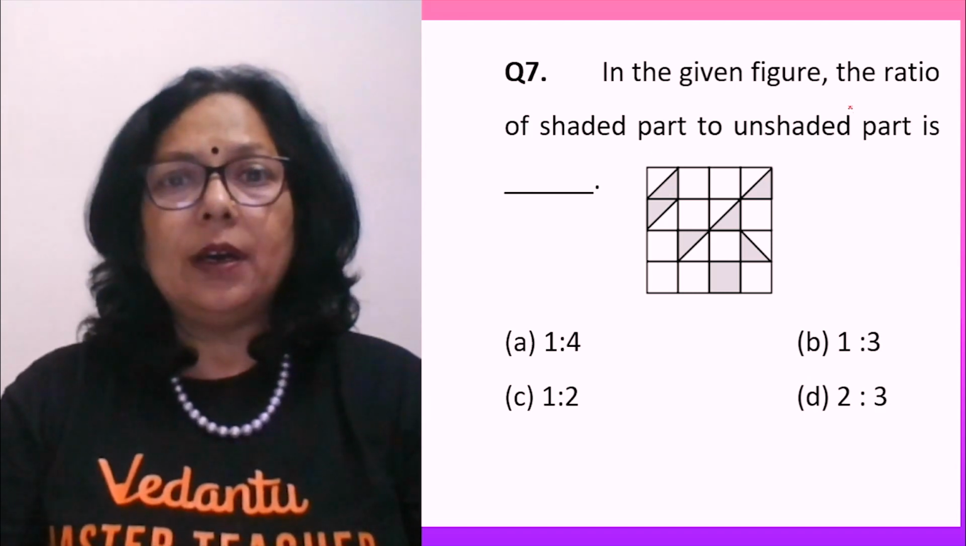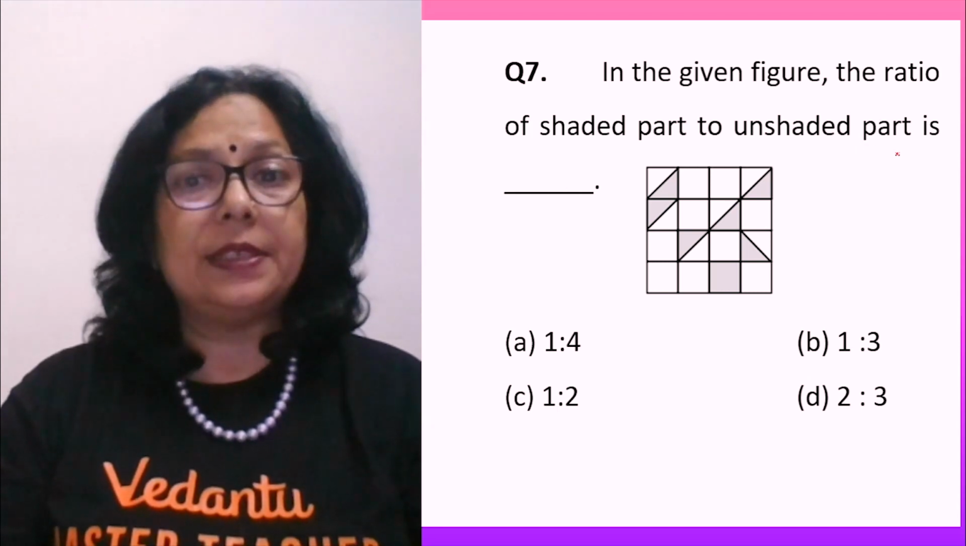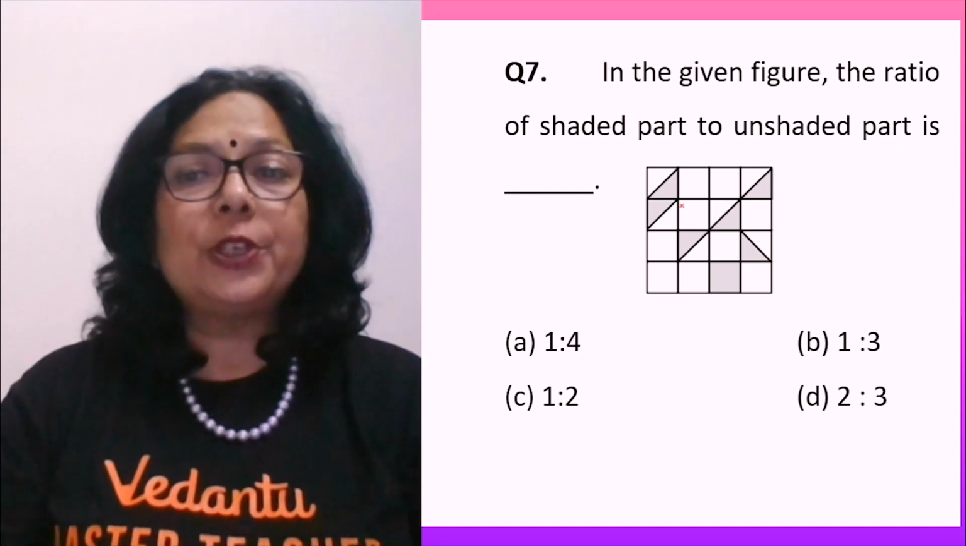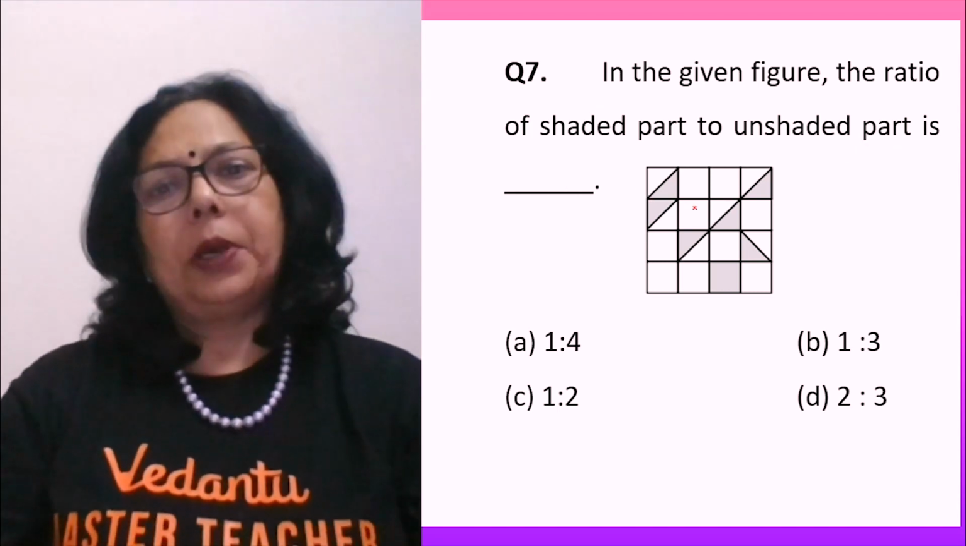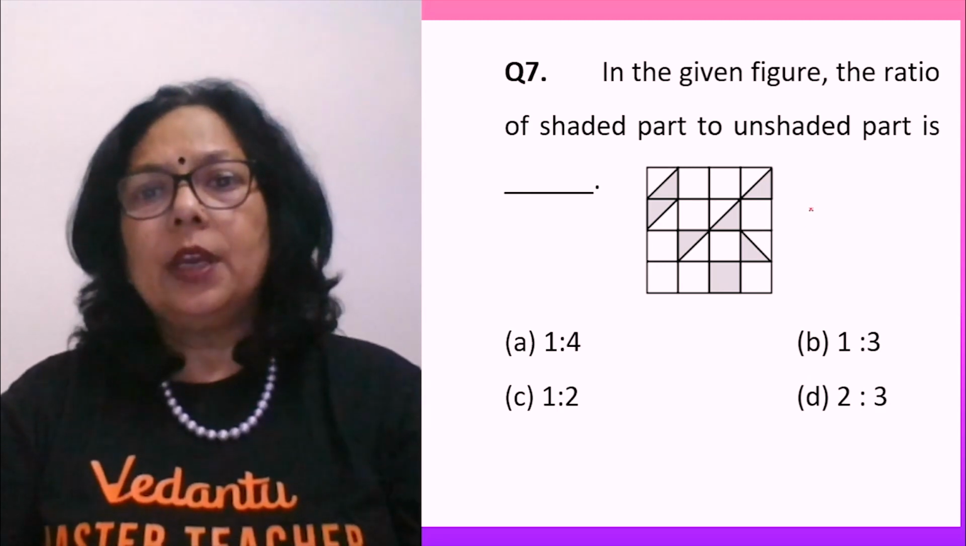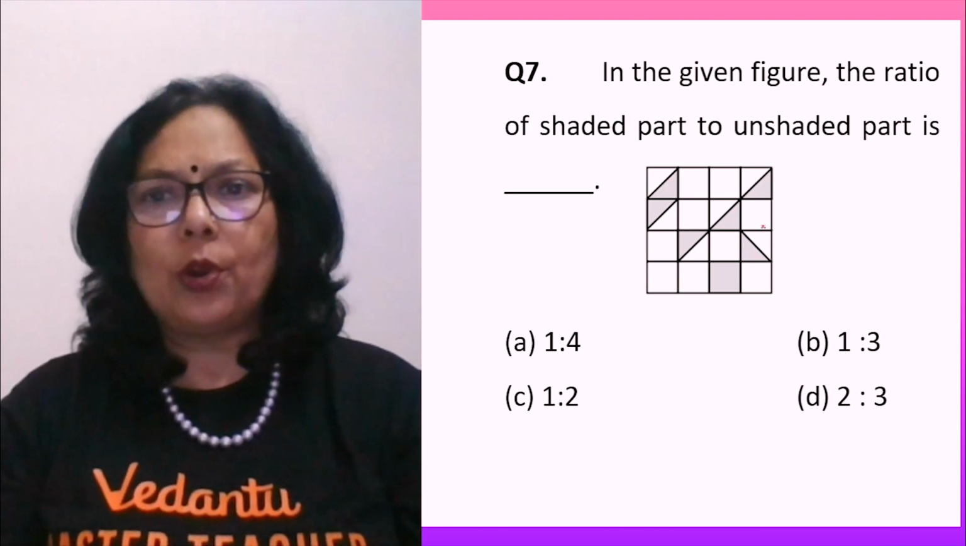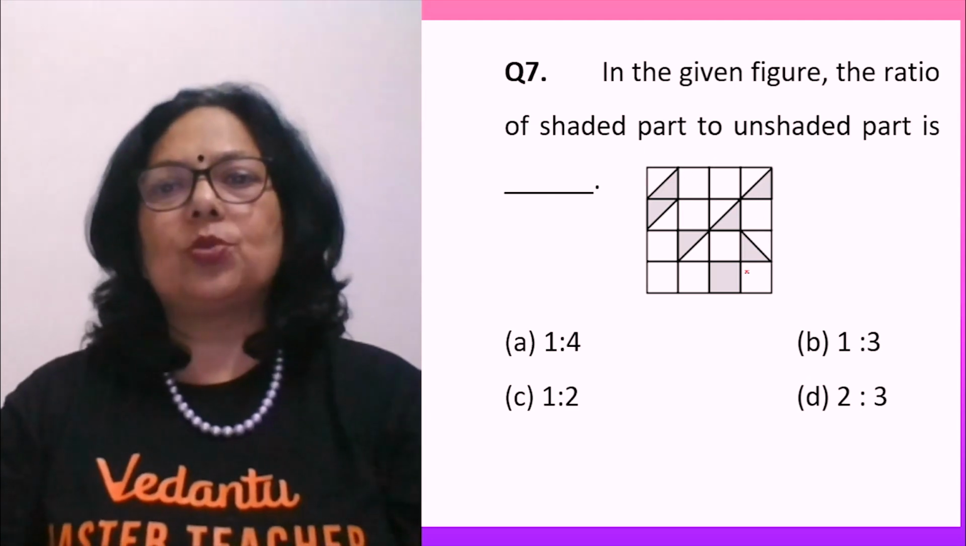In the given figure, the ratio of shaded part to unshaded part is. So ratio of shaded to unshaded. बड़ा आसान है. 1, 2, 3, 4, 5, 6, 7, 7. Ratio by all the number of squares. How many squares? 1, 2, 3, 4 and 4 rows 16. So 7 is to 16.